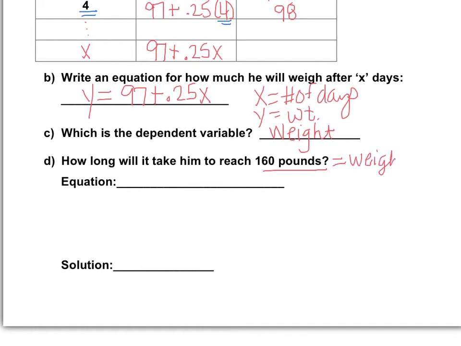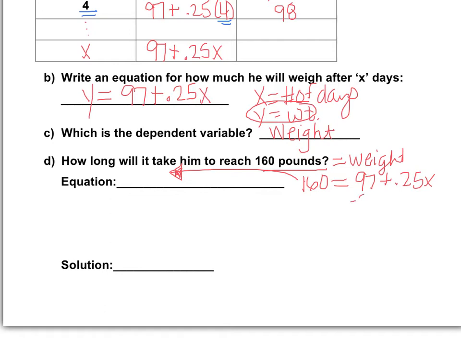So if you look back up at this equation, your weight is y. So let's take 160 pounds and set that in place of y, and then still set it equal to the other side, which is 97 plus 0.25x. So that's your equation. Sorry, I should have put that here. Well, now you want to solve it. Well, you're already used to solving this.